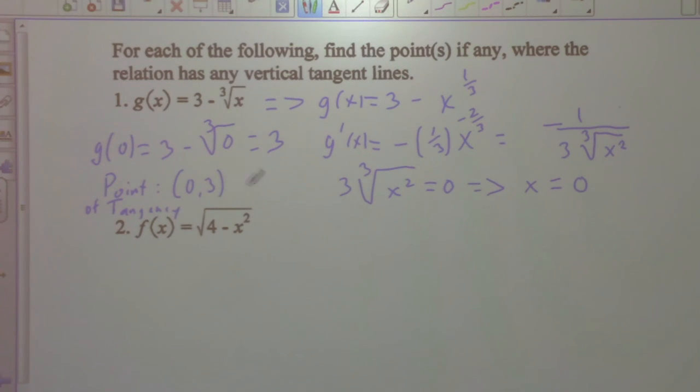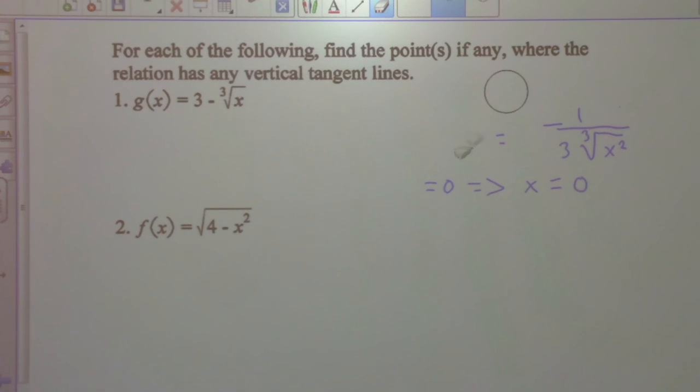It doesn't say find the equation of the line, but if it did, what would that equation be? x is equal to zero. That'll be our equation. So here, what I want you to do is take a look at number two. Do that one. I think two ends up being a similar looking problem.